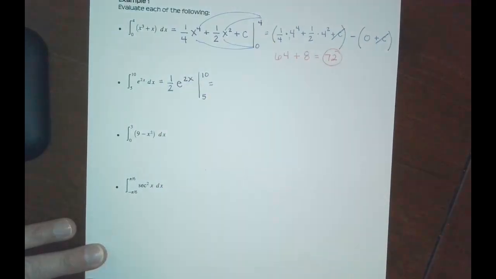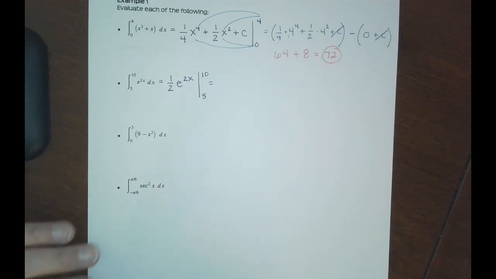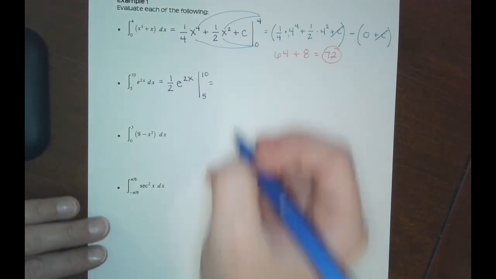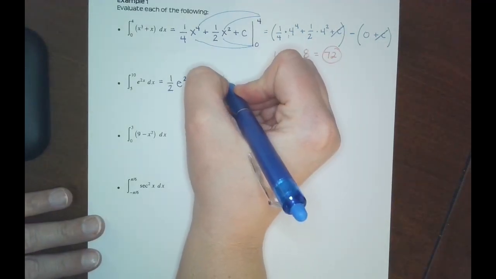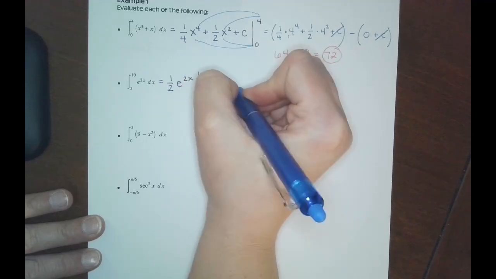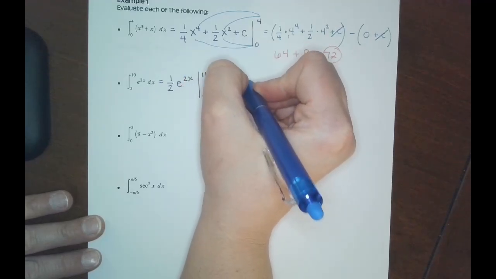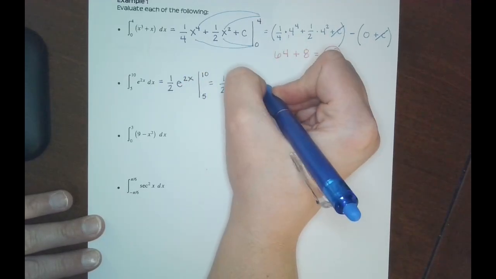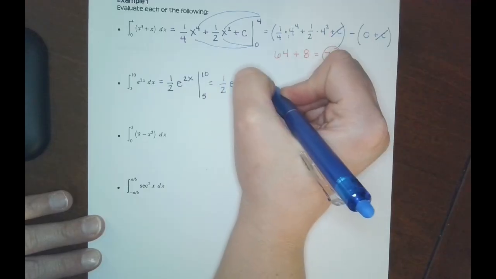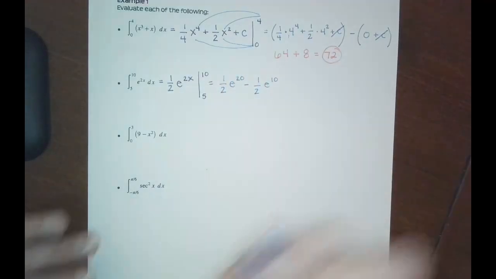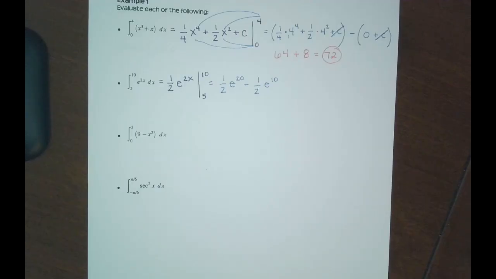And then we just have to plug in the 5, plug in the 10. Don't be scared of the e's. We can leave things in terms of e. So I can say this is 1/2 e to the 20th power minus 1/2 e to the 10th power. There's really not much else I can do with that one. I'm going to leave it in terms of e, especially because I'm without a calculator. That one's good to go.